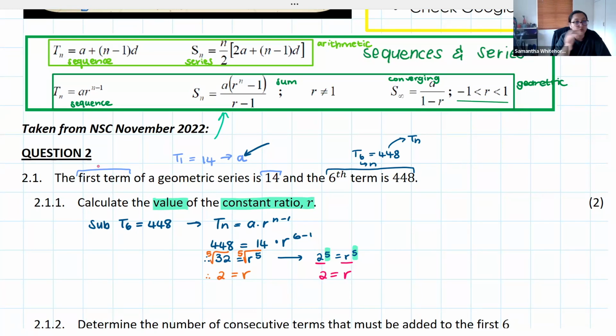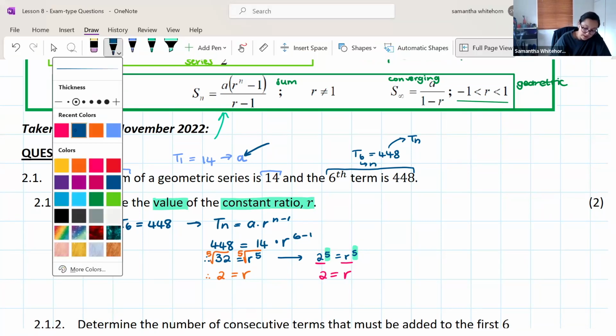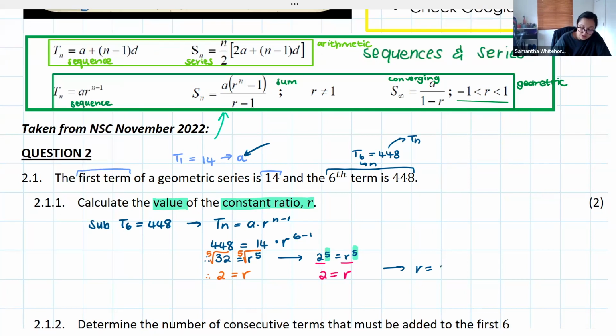It doesn't really matter which one you do; you must decide which one makes more sense for you. But either way, our constant ratio is r, which is 2. So we are multiplying by 2 to get from one term to the next. So the series is actually diverging. It's getting bigger and bigger as we go.